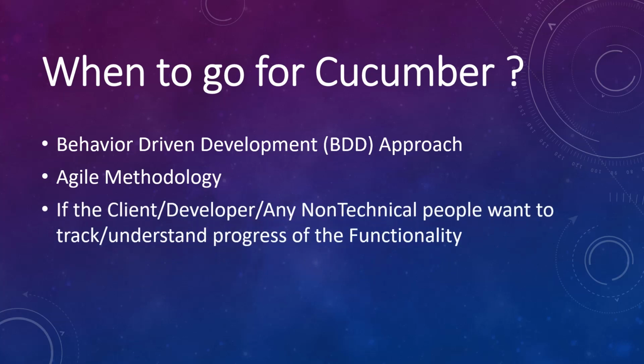And if there is a requirement in your project that your client or developer or any non-technical people want to track or understand the progress of the functionality you are automating, then you have to use Cucumber, because in Cucumber you will be having the feature file which contains the scenarios in the form of Gherkin. So they'll be able to understand what you are doing in your test scripts. That Gherkin language is in the form of English, so everybody will be able to understand that.